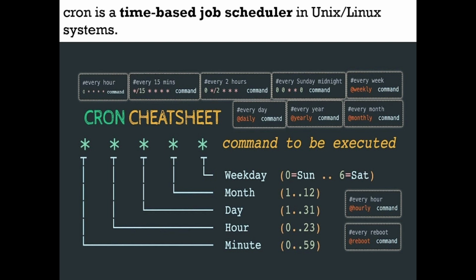Say you want a script that will run at 2 p.m. every day, or a script that will run at 6 p.m. every Friday. This is where we're going to learn our second automation tool, which is Cron. We call it a Cron Job. Cron Job is a time-based job scheduler in Unix or Linux systems.